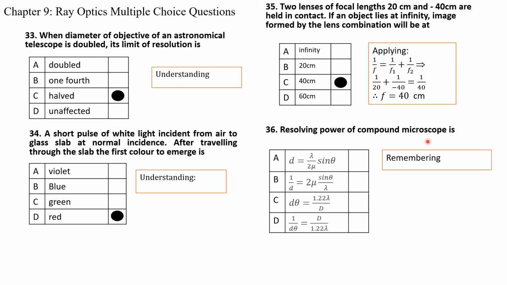Please remember some of the topics in this academic year have been deleted. I think resolving power of compound microscope is also not there, but anyway, it may help you in answering the questions of NEET examination. The correct option is 1 by d is equal to 2 mu into sine theta by lambda. You have to remember resolving power of compound microscope. Next question.